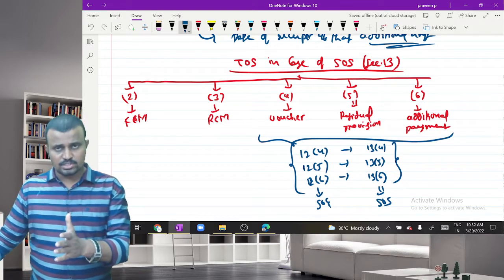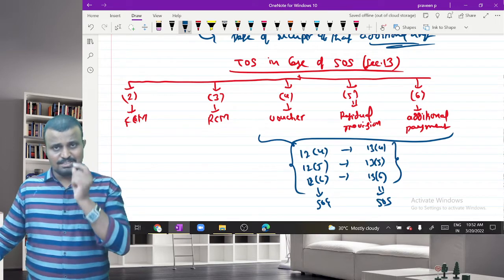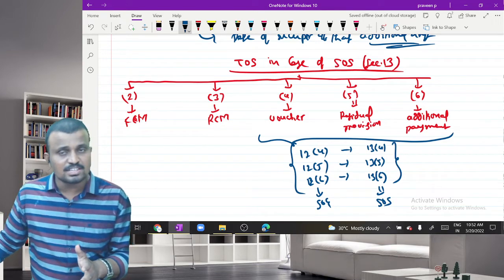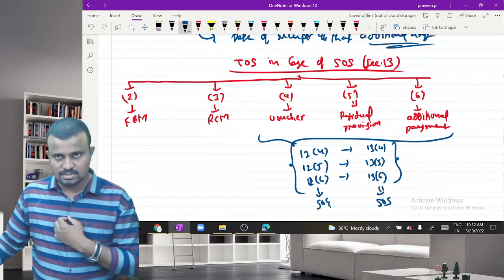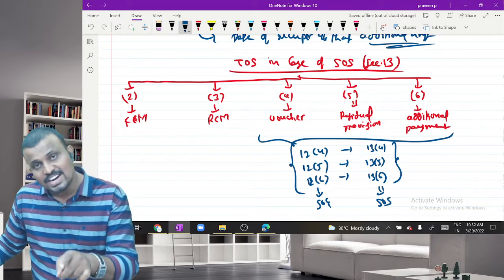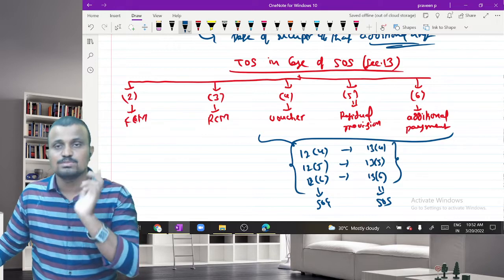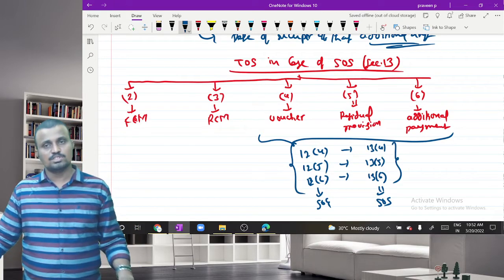In case of the voucher relating to the supply of services, if the supply is identified at the time of issue of voucher, the time of supply is nothing but the date of issue of that voucher. If the supply is not identified at the time of issue of voucher, the time of supply is nothing but the date of redemption of that voucher.